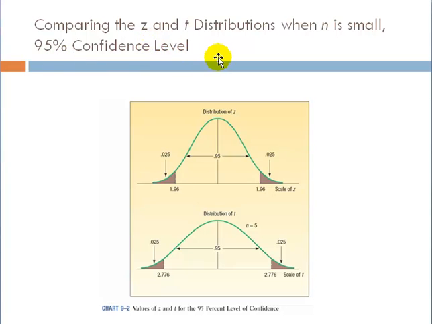Okay, this is all for this week. So hopefully you understand how to find the range, the confidence limits, for the population mean to fall in under a certain probability, a certain confidence level.